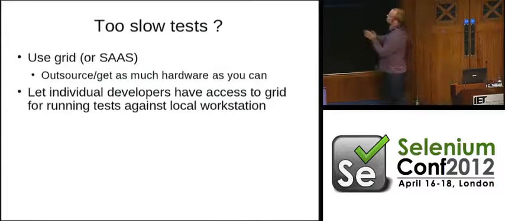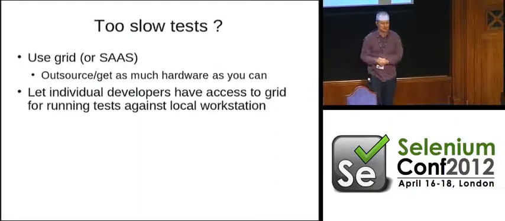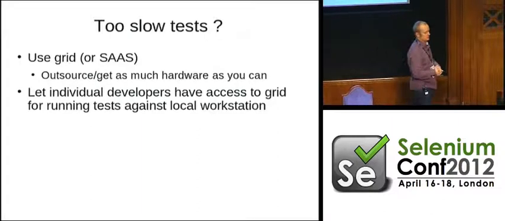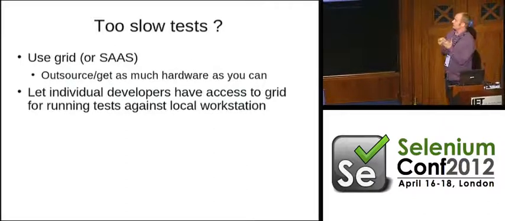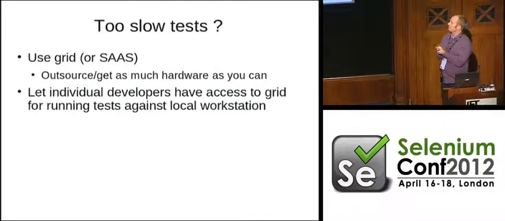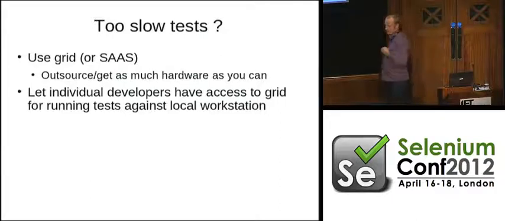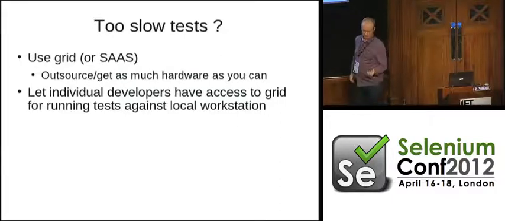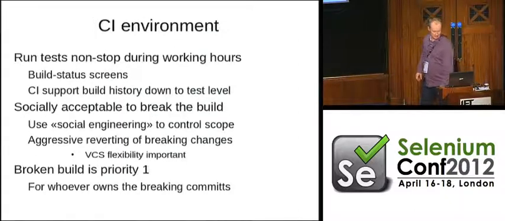So the problem of slow tests. Use the Selenium grid or Selenium as a service from a service provider. Just get lots of nodes up and run it all in parallel. So you can have those results back in, I'd say, 5 minutes. That's a solid amount of time. And also make sure that the developers have access to run the tests from a local workstation so they can get response in 5 minutes, which is equally important.